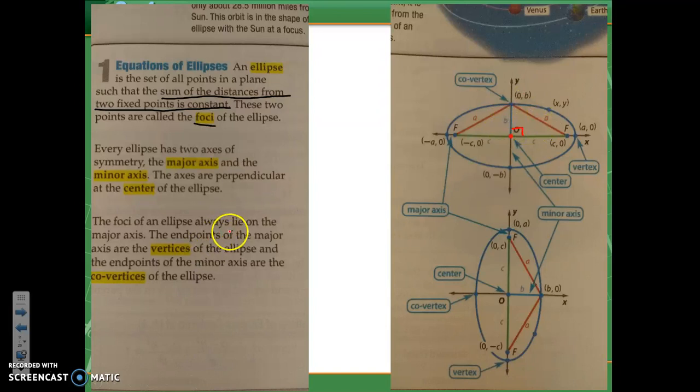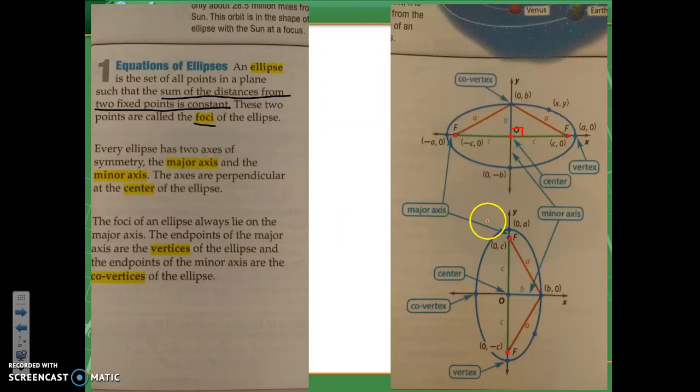The foci of an ellipse always lie on the major axis. In this first picture up here, where my ellipse is horizontal, the long way is horizontal, my foci are on the horizontal axis. That's my major axis. And here, when my ellipse is vertical, the foci are on the y-axis in this case, which is part of my major axis, the longer axis of the ellipse. The foci are always on the major axis.